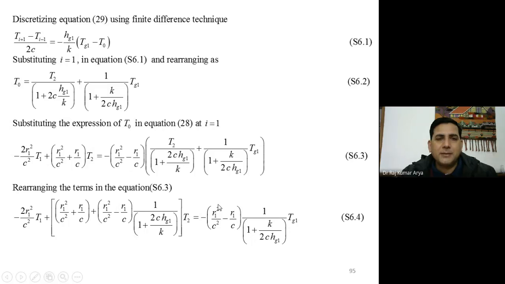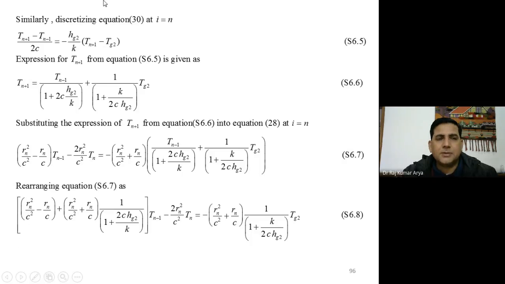Okay. Once you have this, you do the same treatment for the last one. For the last point, I equal to n, discretize the boundary condition again. You put it here, and you get the expression of Tn plus 1, substitute it in the last equation, previously for I equal to n. You will get this, and rearrange it again. So you get Tn minus 1 minus Tn again. And this is your last boundary condition here, the boundary temperature, which is the expression of Tn plus 1.